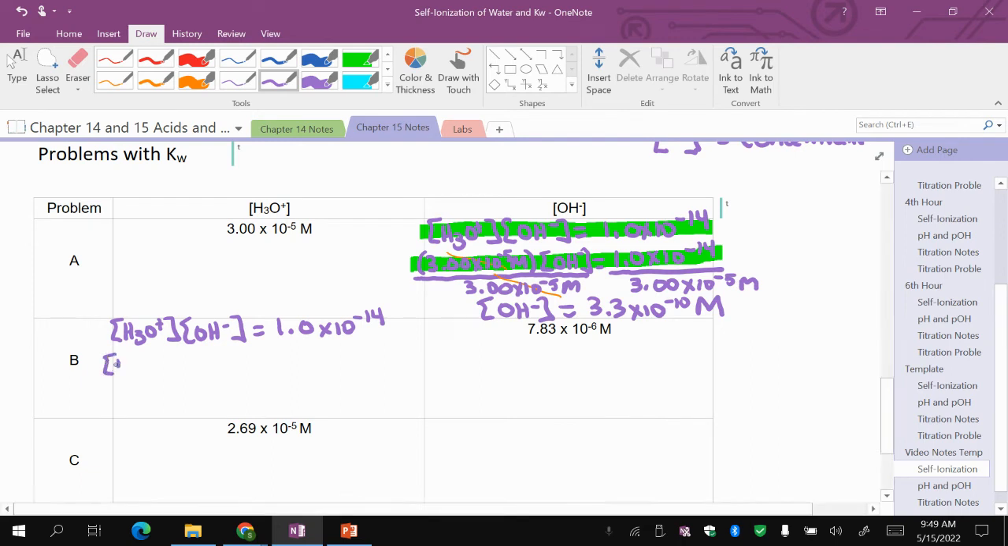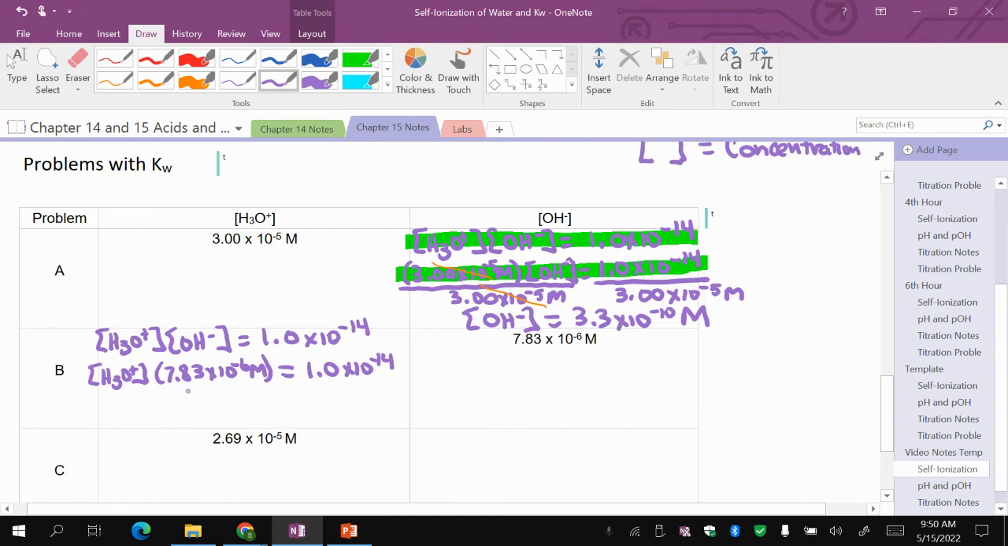I'm going to plug in the number for the hydroxide ion concentration. I would expect to see the numbers plugged in to your value. And again, you're going to use your calculator to divide, and you would need 2 sig figs. So the hydronium ion concentration here is 1.3 times 10 to the negative 9th molar.